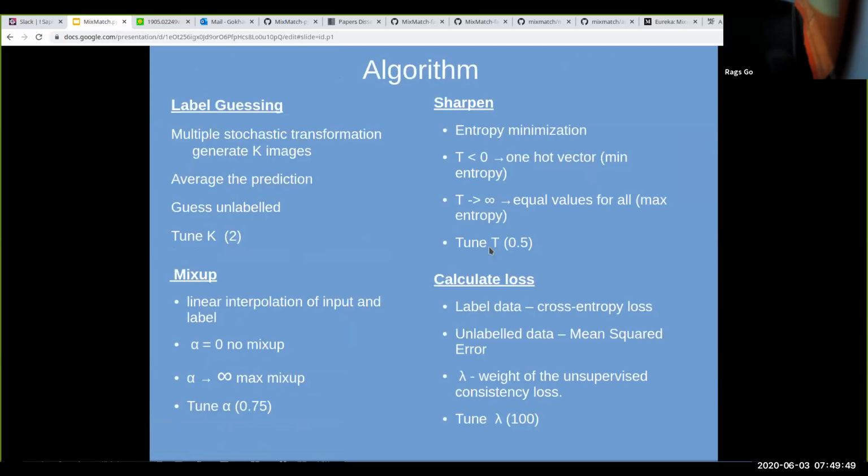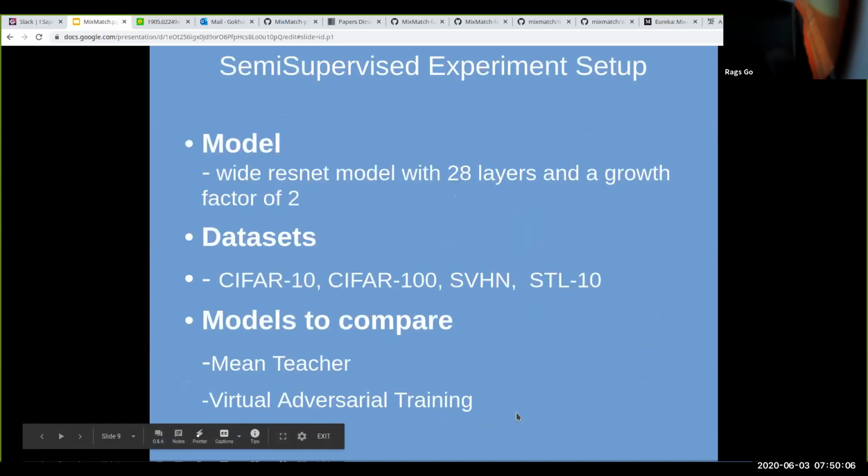Then the sharpening temperature T, the parameters for mix-up, that's alpha, and the weight of the unsupervised consistency loss, lambda, which is 100 in this case. The authors performed two sets of experiments. One was a normal semi-supervised experiment setup where they compared it to the state-of-the-art semi-supervised learning models.